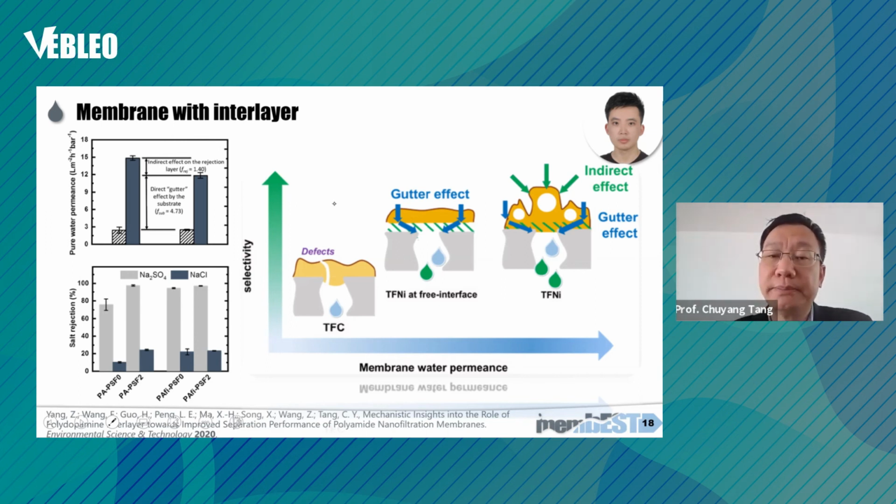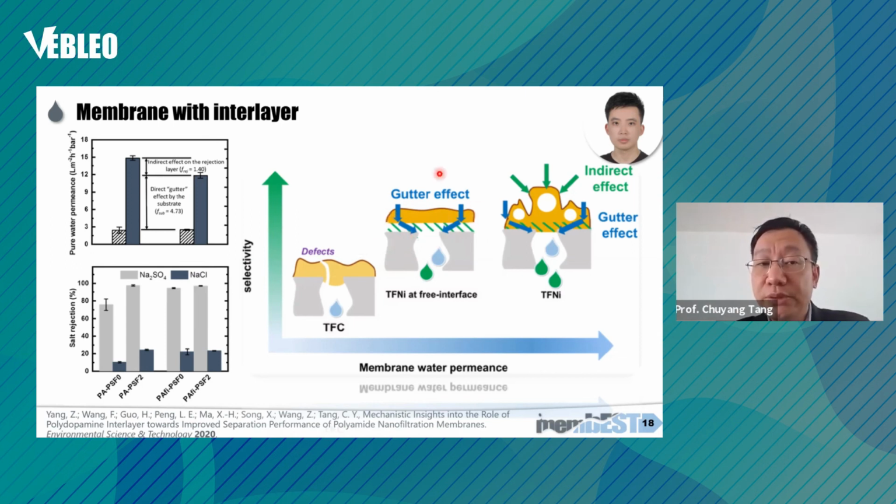In the conventional way, you make a polyamide layer on top of a porous substrate. What we can do is introduce another microporous interlayer. You have a lot of different choices. For example, we have tried polydopamine, or we can use the complex between ferric ion and tannic acid to construct such a layer. So we can finely choose the thickness of this interlayer, and on top of that we can grow a polyamide rejection layer.